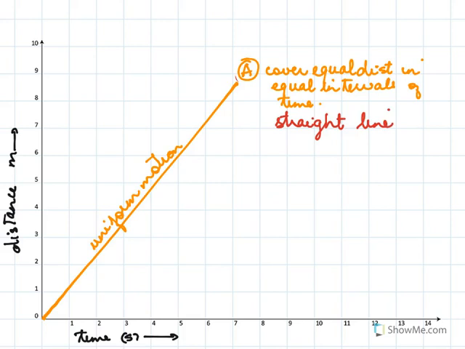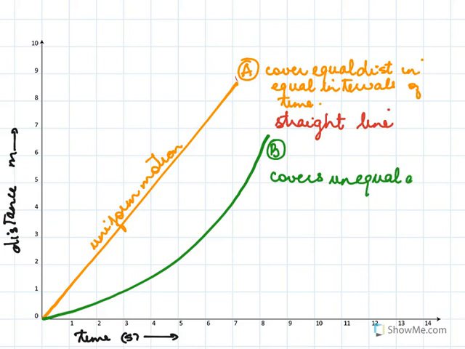But let me take another example here of another body. See, like this. It's not a straight line. This is, say, body B. This body covers unequal distances in equal intervals of time. Means for every second it does not cover equal distance. In 1 second it may cover 10 meters. In another second it may cover 15 meters. In the third second it will cover 7 meters. So it covers unequal distances in equal intervals of time.